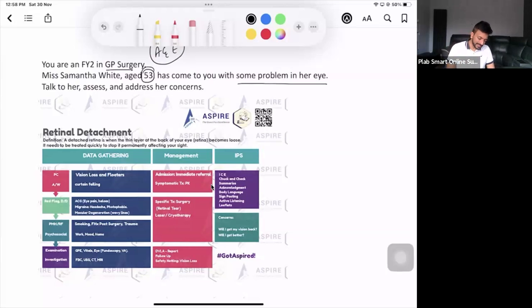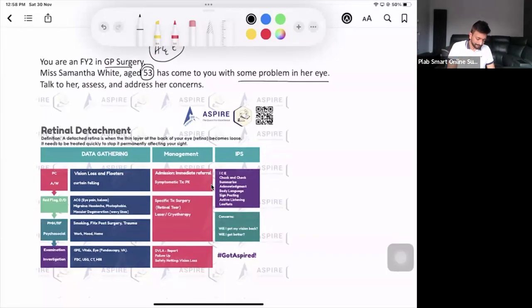So this patient is saying that I've got curtain falling like feeling. Anything else? Patient is saying that I can see some color floaters also. And you can ask lots of other questions, all the associated symptoms: if the patient has got any loss of vision, pain in the eye, nausea, vomiting, any blurring of vision. All the questions you need to ask just to rule out some differentials as well.